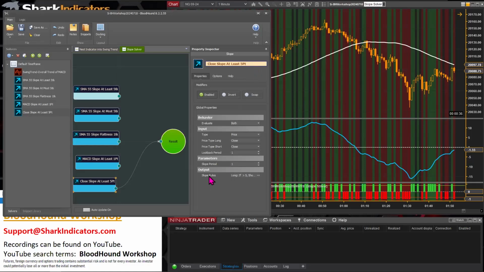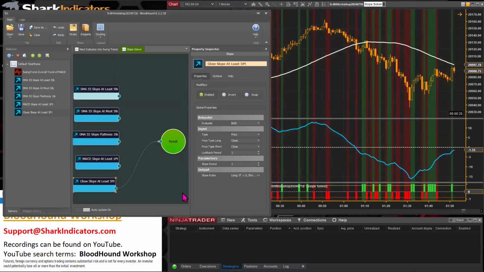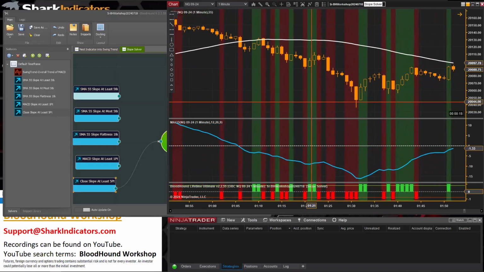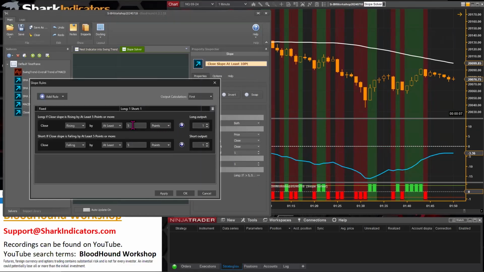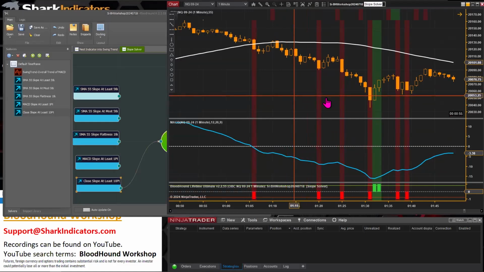All right, so let's go into the rules window here, and let's switch this from ticks to points, like so. Hit OK, and we'll stretch this out, and let's see. Well, let's go to something maybe a little less rare. Let's go to 10 points. I think the fewer signals, the easier it is to identify things. Yeah, there we go. Okay, there you go. It looks a little cleaner, right?